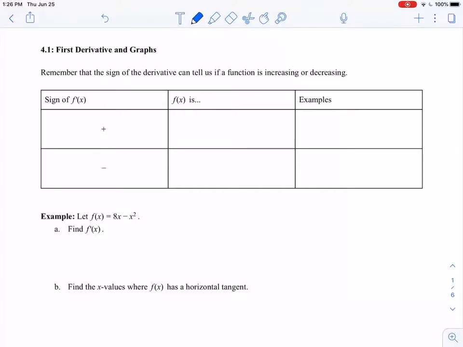All right, here we go. New chapter. We're starting chapter 4, and we're still talking about derivatives, guys.